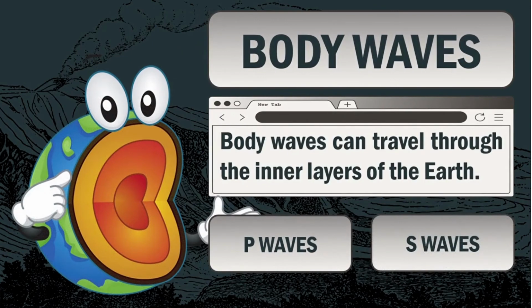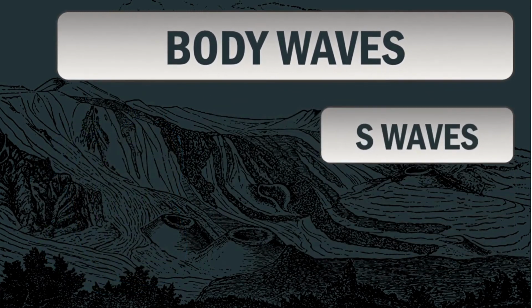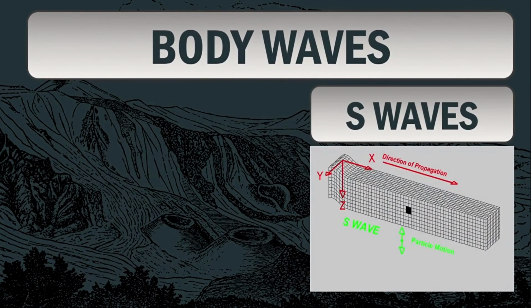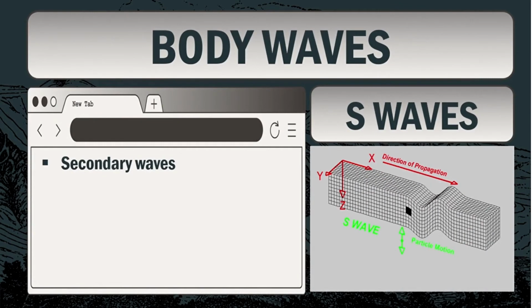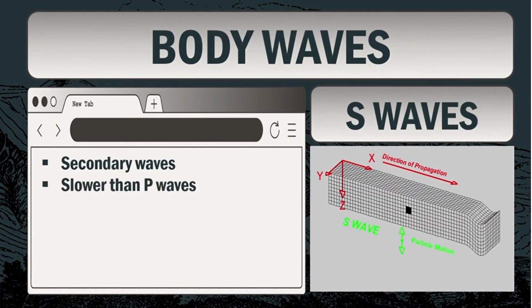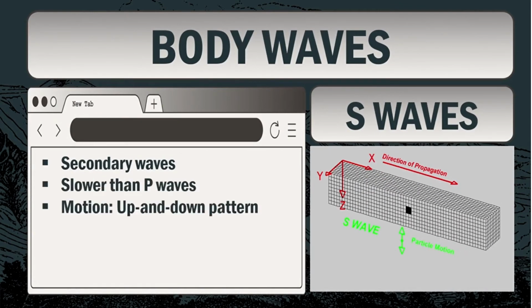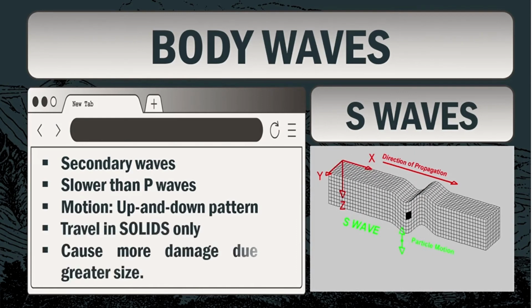The next type of body wave is the S wave. The second kind of body wave is S wave, or the secondary wave. This wave is slower than P waves. It has an up and down motion pattern and travels in solids only. S waves can generate greater size, resulting in more damage.